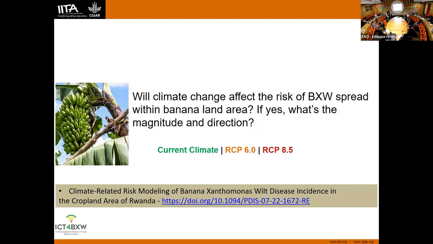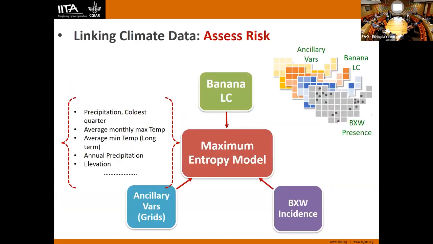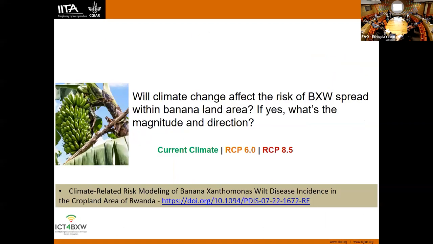There's this lingering question about what's going to happen to smallholder farmers, given future projections of climate change. We have the current climate, which we do have the data on for the most part. You have the representative concentration pathways 6.0 and 8.5, which different models predict differently. So we ask the question: can we actually understand what the risk of the spread of this disease would be based on the future climate scenario?